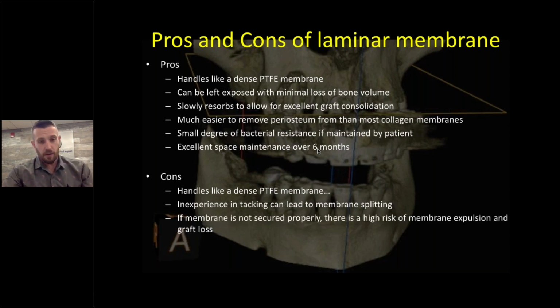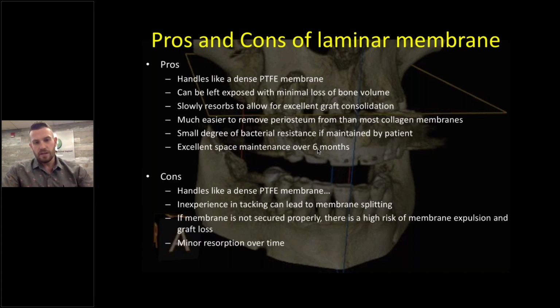If the membrane is not properly secured, there is a high risk of membrane expulsion, meaning that the membrane can actually come loose from the tissue and you can lose your graft. I have never had that happen, but I do have other colleagues that have utilized this, and they have said that that has happened to them. So really just being careful, and it comes back to the technique of fixating this membrane just to make sure that that does not happen.